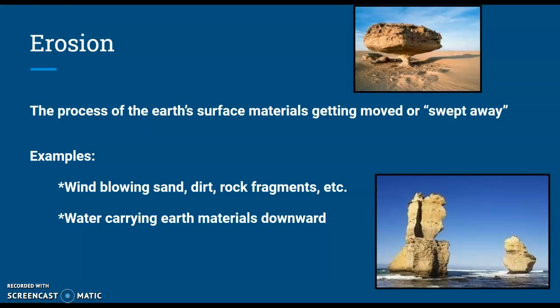Examples could be wind blowing sand, dirt, rock fragments. You can see some rocks over time forming this way as the wind packs it or water packs it. It turns earth materials into rock or into soil. Other examples, water carrying earth materials downward. So I see this a lot of times in the ditches or even in fields where you don't have a lot of grass or trees or other root structure growing. You see a lot of the earth materials get washed away down the side of a hill or a large slope of some sort.